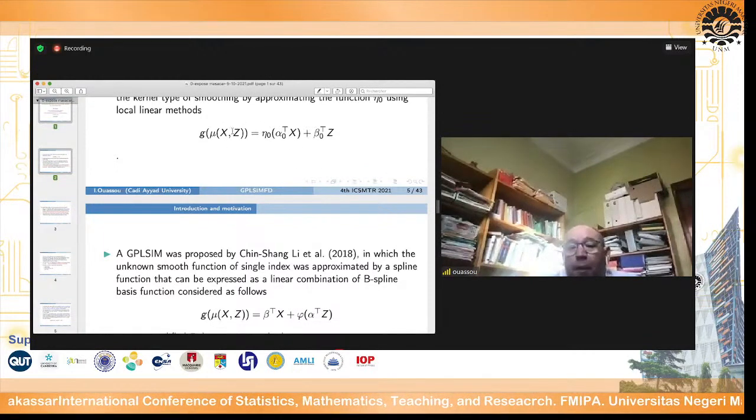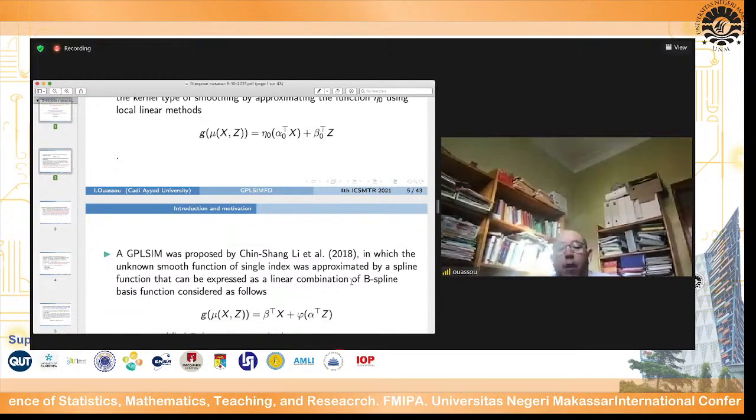If you note the difference between the last model and this model, here we are without η0, and we add the function ψ. This is the modified functional scoring model.